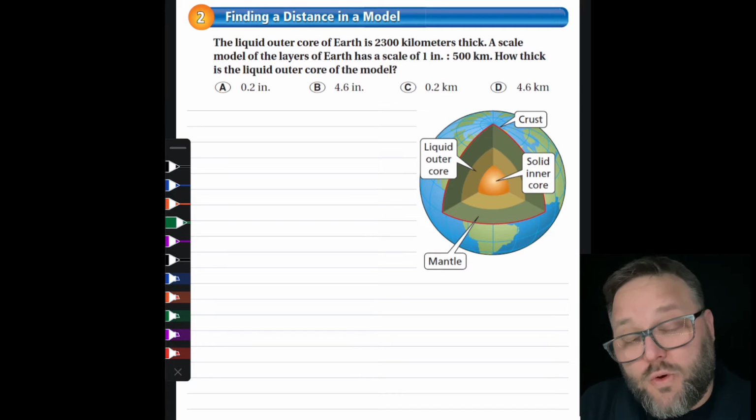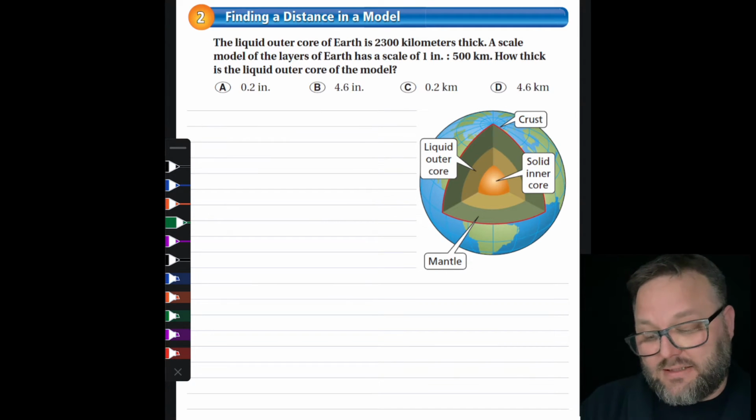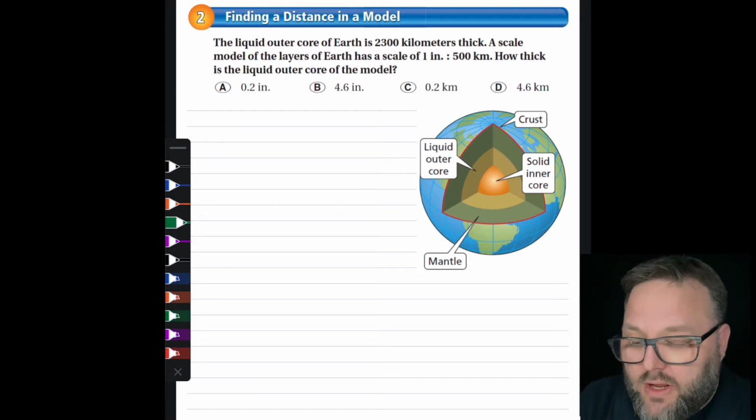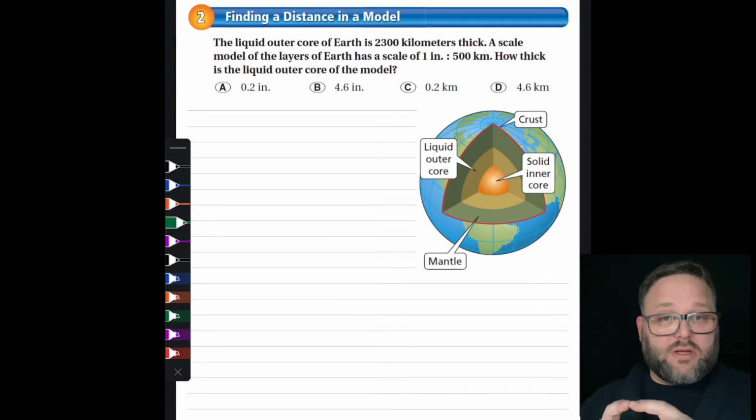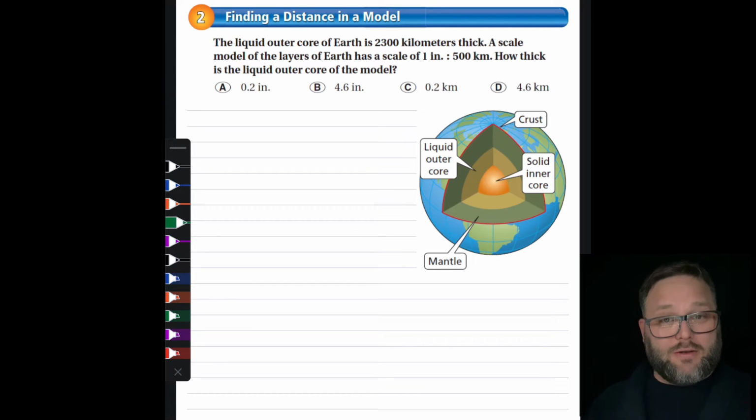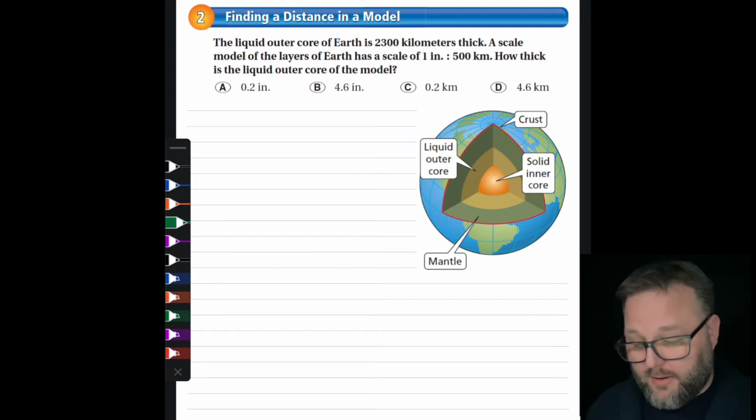All right, ladies and gentlemen, we're continuing talking about finding a distance in a model. So in reality, what we're doing is, let's say that little globe that you have sitting in your room, that's called a model because you're living on the globe. So a model is just something that is smaller than the actual to represent the actual, keeping its proportions, okay?